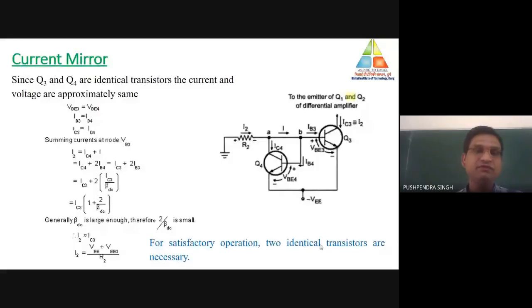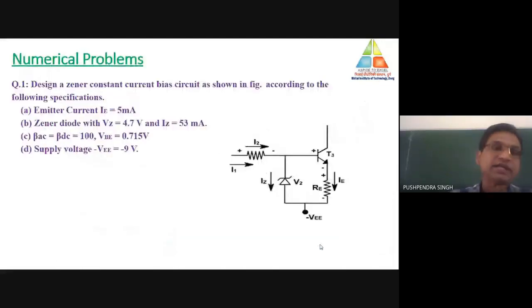That is how we can reduce the different circuits. Any doubt so far related to this constant current biasing circuit?